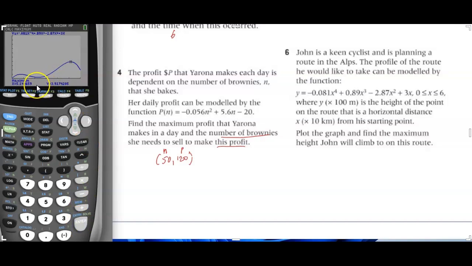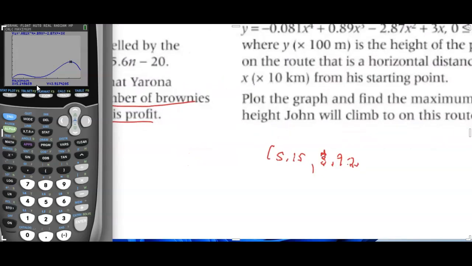And the answer is not a nice number, but that's okay. We'll put 5.15, comma, 3.92. What's wrong with my pencil? Why is it freaking out? Maybe it's running out of battery. 3.92, 5.15. Okay.